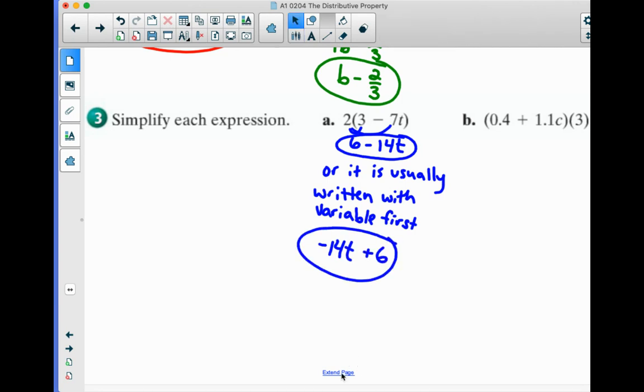So this is just like proper form. If you had 6 minus 14t, you're totally fine. Typically you put the variables first, so that -14t would go to the front, and that positive 6 would go to the back.